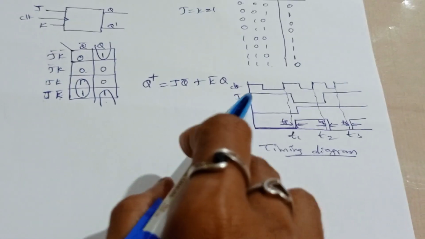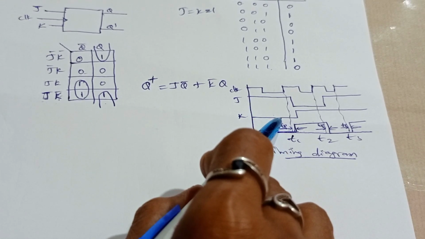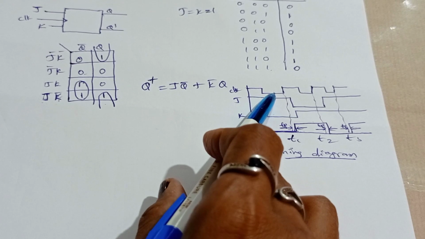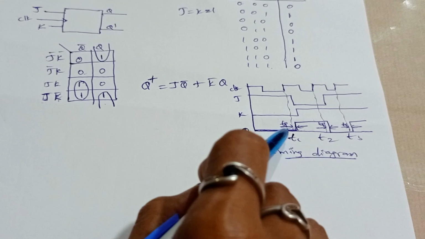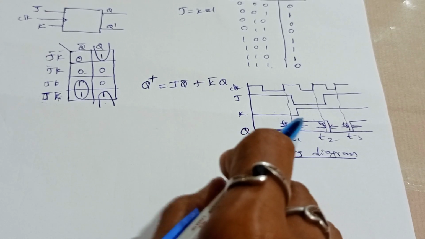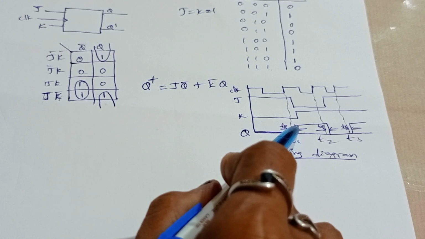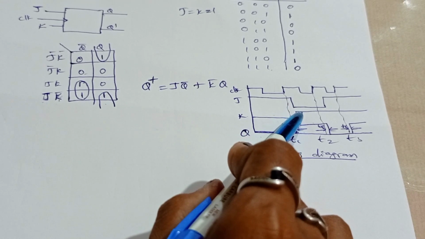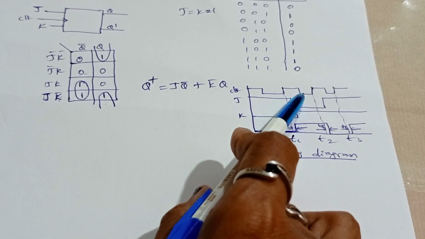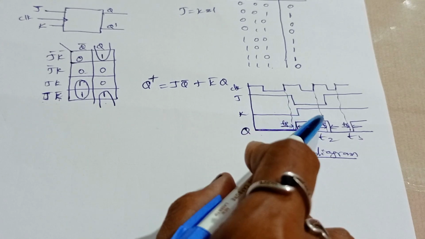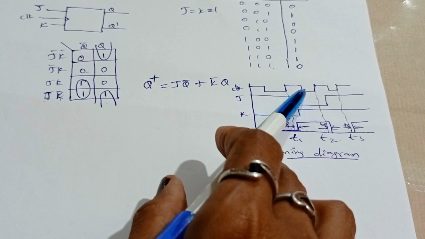If j is equal to 1 and k is equal to 0, when clock is 0, q will be set to 1 following the rising edge. If k is equal to 1 and j is equal to 0, q will be set to 0 after again the rising edge. This is the rising edge.